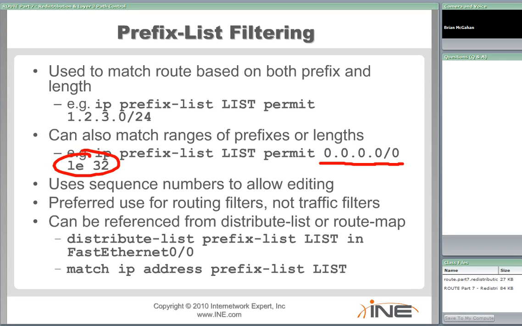Now the second application can get a little bit confusing. This one here, the match IP address prefix list, because you can end up in a double negative. So if in the prefix list you say deny, and in the route map you say deny, it doesn't mean deny, it means don't match.